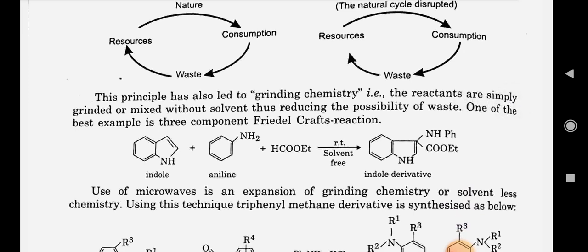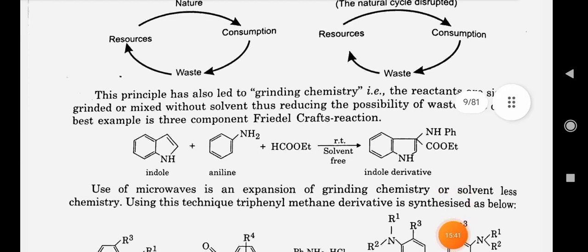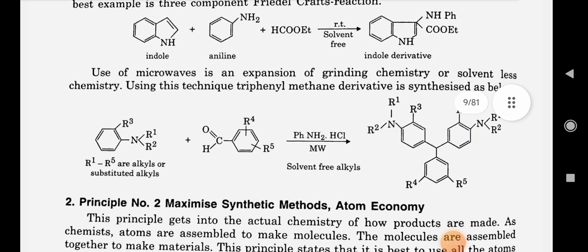Here, indole reacts with aniline in the presence of solvents. Indole derivatives are formed. The use of microwaves is an expansion of grinding chemistry or solventless chemistry. Using the technique, a triphenylmethane derivative is synthesized as below.